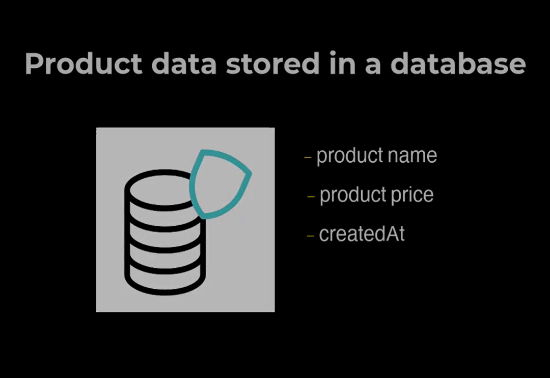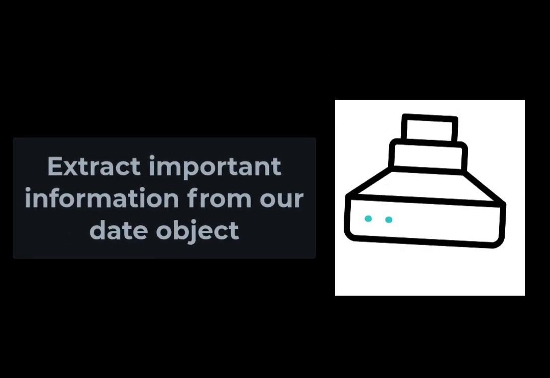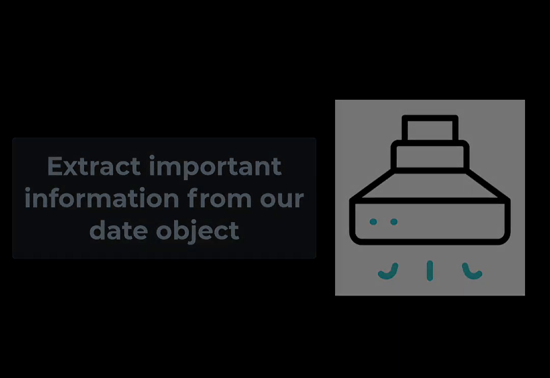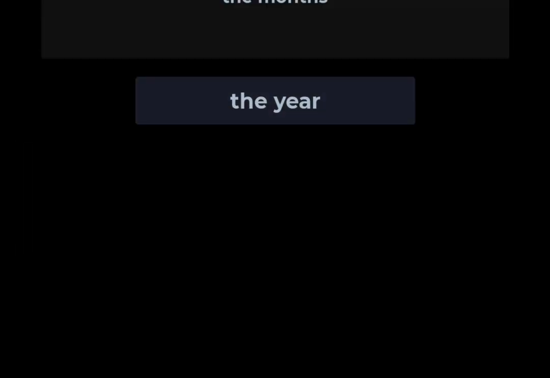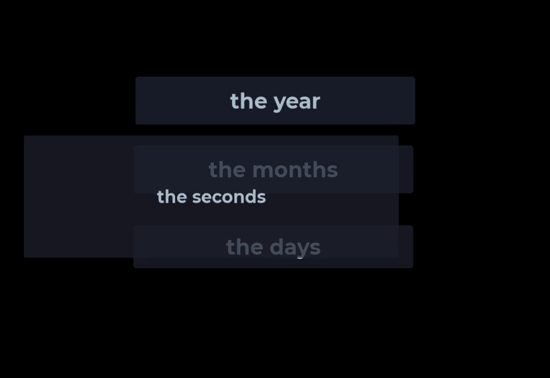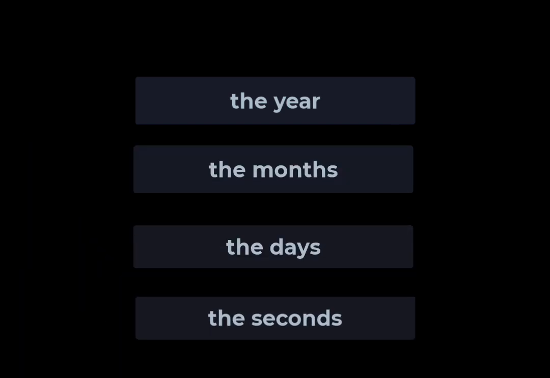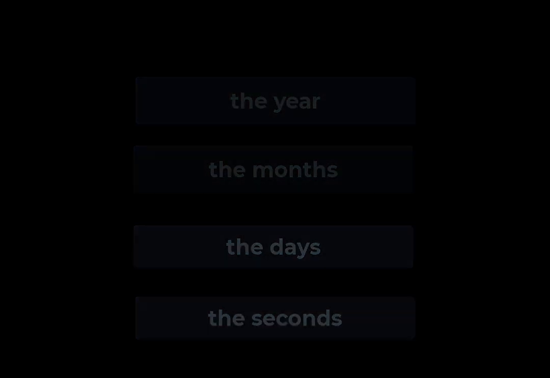We can have the product name, the product price, and then we can have the time that product was actually created. We can also extract important information from our dates in JavaScript, such as the year, the months, the days, even the seconds, and so on and so forth. Right away, let's jump into our VS Code and see how dates can be used in JavaScript.